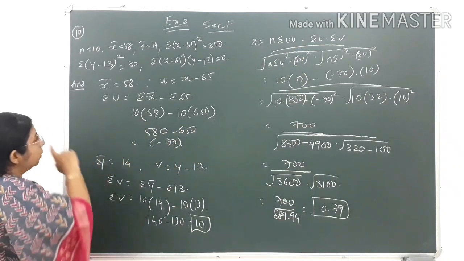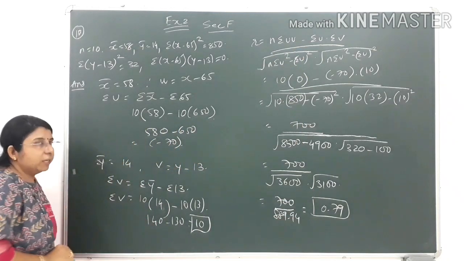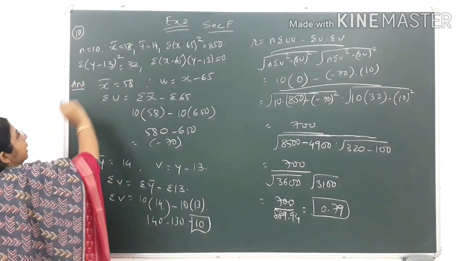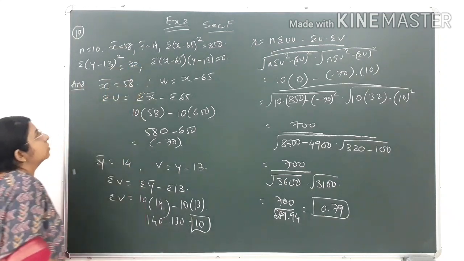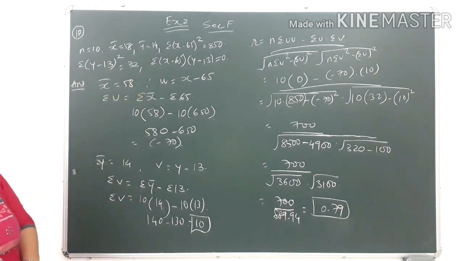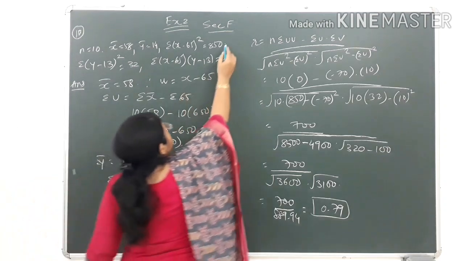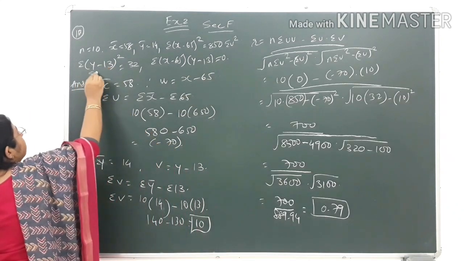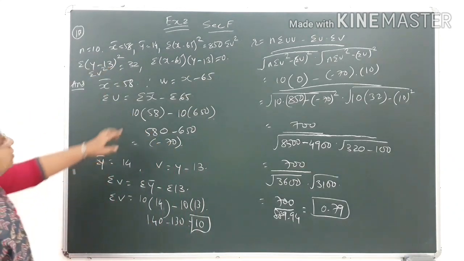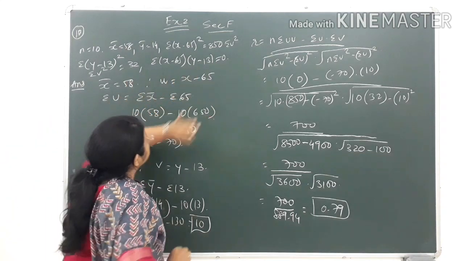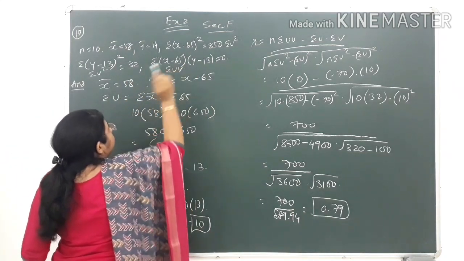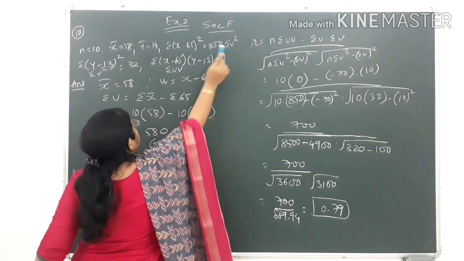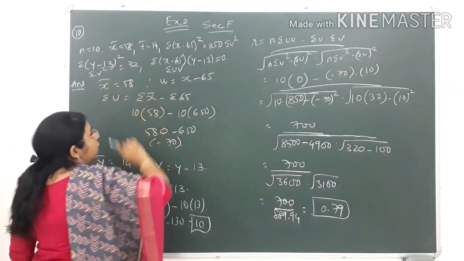Now, moving on to the main important point because of which I want to explain this sum purposely. Over here you can see the N value is given as 10, X bar is given as 58, Y bar is given as 14. Now sigma (X minus 65) whole square means this is the value of sigma U square. Sigma (Y minus 13) whole square means this is the value of sigma V square. And sigma (X minus 65)(Y minus 13) means this is the value of sigma UV. It means three values have already been given to you in the question, that is of sigma U square, sigma V square and sigma UV.